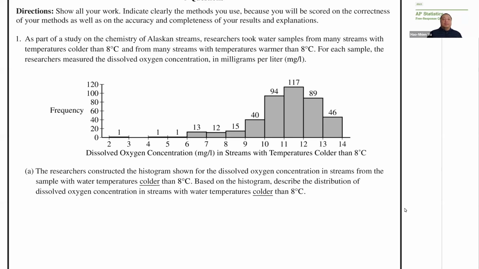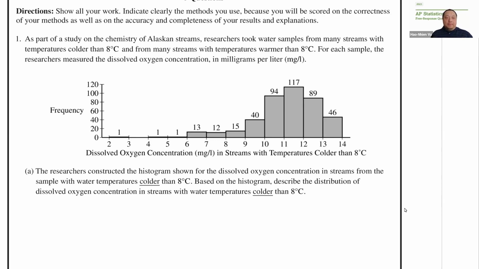Question 1. As part of a study on the chemistry of Alaskan streams, researchers took water samples from many streams with temperatures colder than 8 degrees C and from many streams with temperatures warmer than 8 degrees C. So already you see 2 populations and samples taken independently from the 2. For each sample, the researchers measured the dissolved oxygen concentration in milligrams per liter. We're looking at a quantitative or numerical variable.